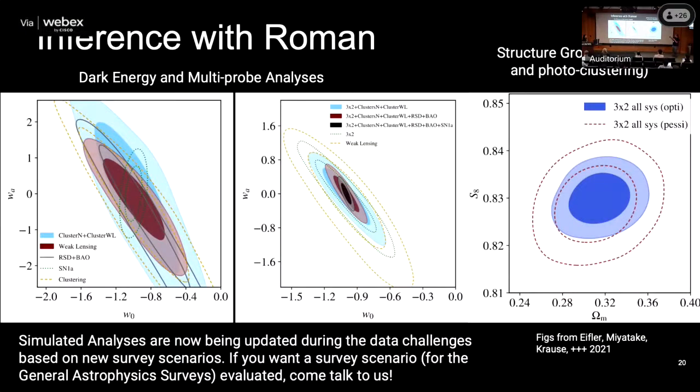Okay, very briefly, these are the old forecasts. We're updating those now. You can actually see constraints on the dark energy equation of state parameter for individual probes that can be obtained from the imaging data, but then also from the spectroscopic data and the supernovae data.